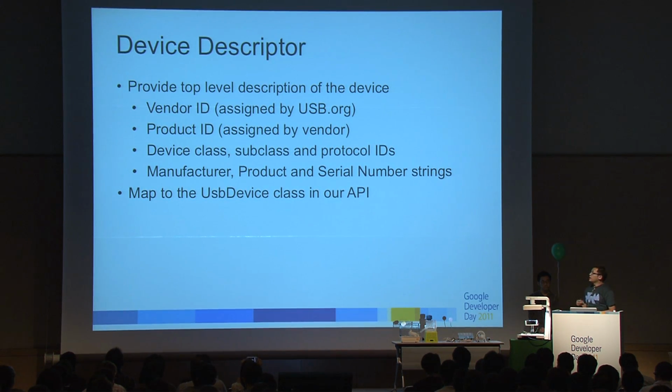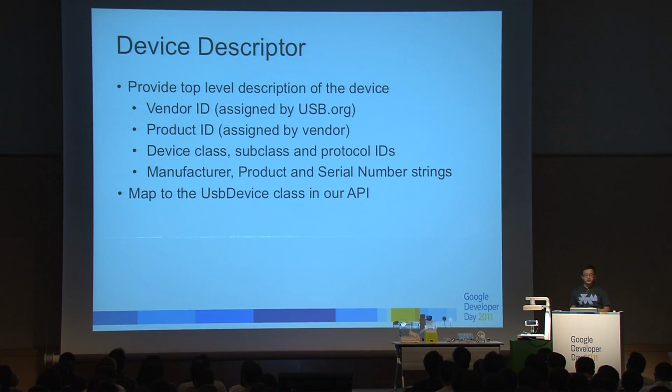So a device descriptor provides the top level of the description of the device. So basically it shows the vendor ID, product ID, what's the class and the subclass of that device, and what protocol it's using. It also shows the manufacturer, product, and serial number information. And in the Open Accessory API, we put this information into a class called USBDevice.